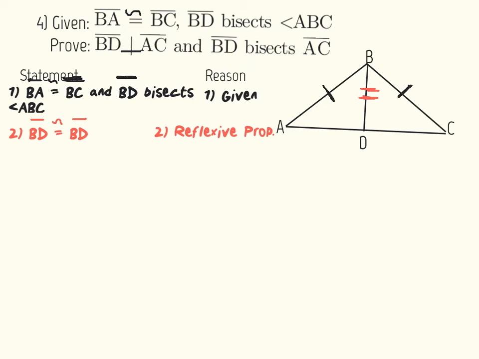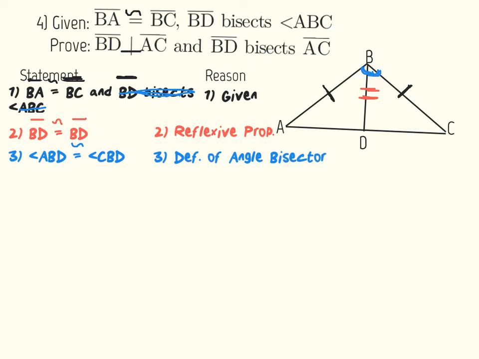Okay, so now I have to look at my given to see where I can go from there. So I know that BD bisects angle ABC. So that makes this angle the same as this angle. So that's my next step. Angle ABD is congruent to angle CBD by definition of angle bisector.